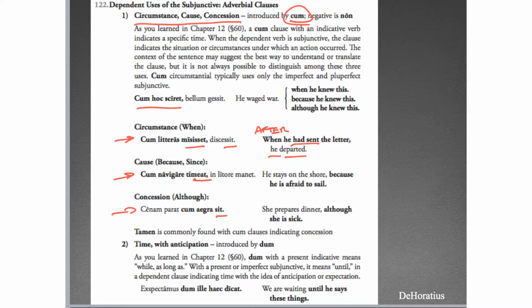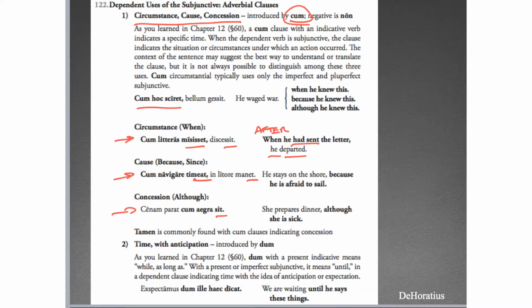So we go down to the next one, present tense, present subjunctive. He stays because he is afraid to sail. So if that were timuerit, perfect subjunctive, he stays on the shore because he was afraid to sail. Note how the changing of the tense changes the tense of the translation.